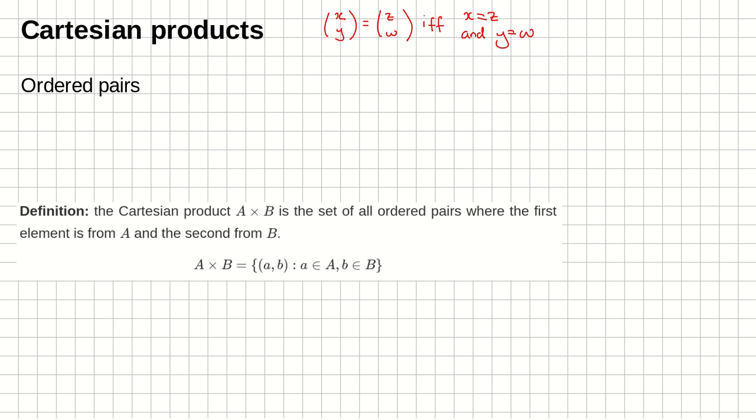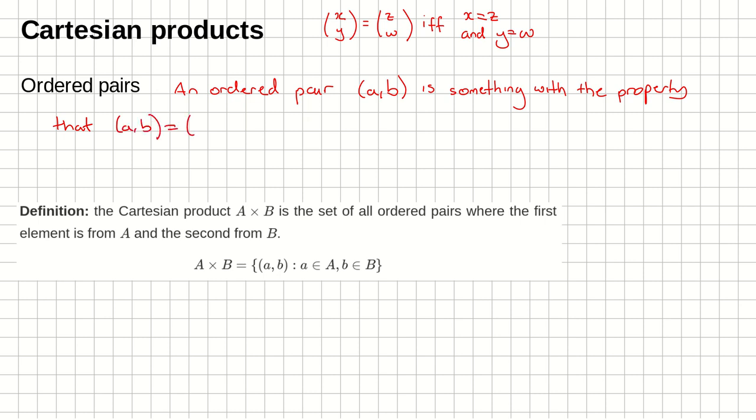So what an ordered pair is, well, an ordered pair, which I'm going to write as (A, B), like this, so horizontally rather than vertically, is something with the property that an ordered pair (A, B) equals another ordered pair (C, D) if and only if A equals C and B equals D.